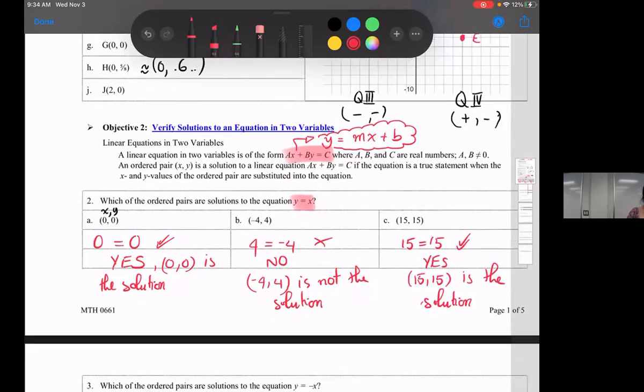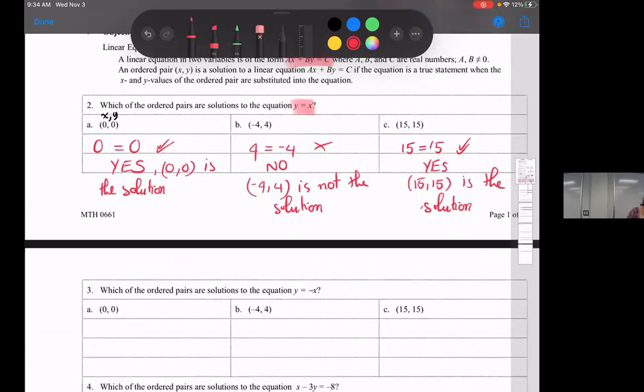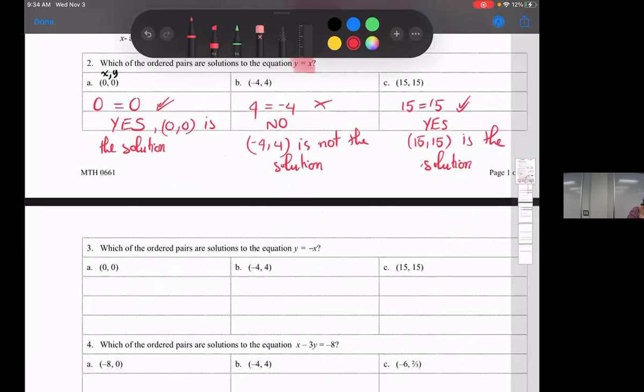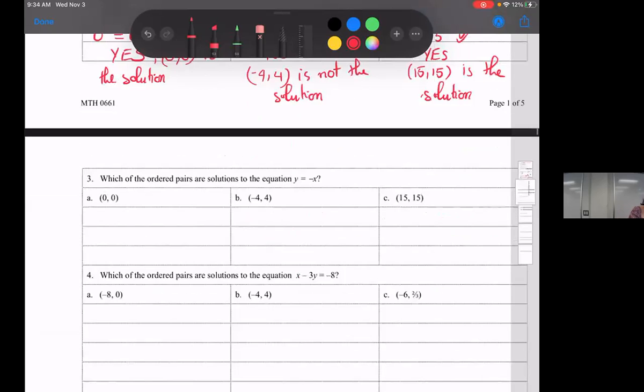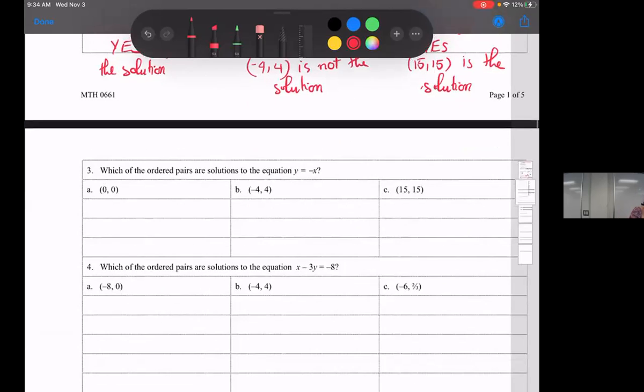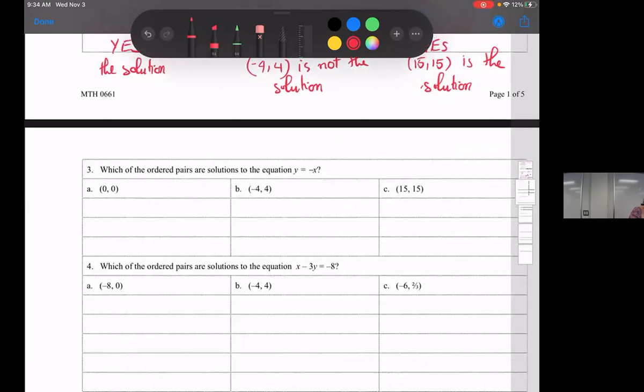So far, so good. It's not too bad. Let's do number 3. You guys do number 3. Let's do number 3 real quick. I have y equals -x. Let's plug in 0, 0. y is 0, and x is -0. What's -0? It's still 0, right? So yes, it is a solution.